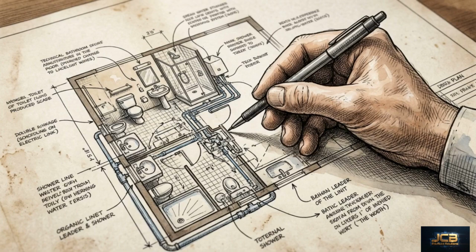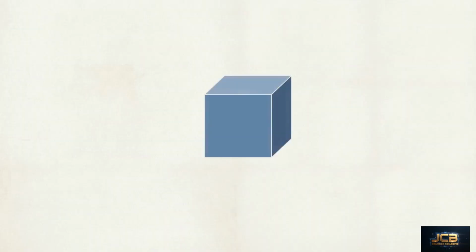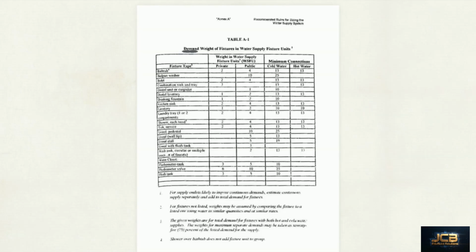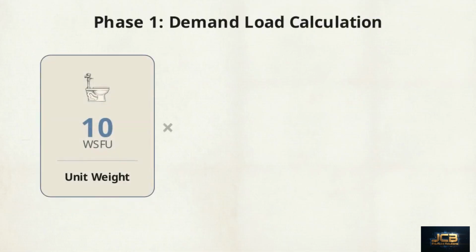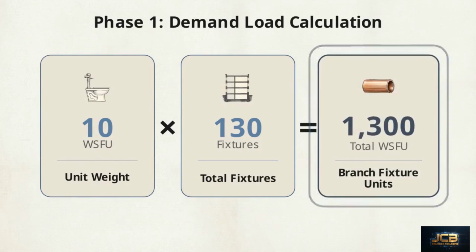Phase 1 is calculating the demand load. Engineers do not size pipes based on a raw count of toilets and sinks. Instead, they assign water supply fixture units, or WSFU, to account for the mathematical probability of multiple fixtures being used simultaneously. This is Table A1, the demand weight of fixtures. We use this to find the unit weight of components. If we look up a flushometer valve water closet in a public setting, it carries a heavy WSFU rating of 10. By multiplying that unit weight by the total number of identical fixtures in the building, we establish the aggregate fixture units for that specific branch.